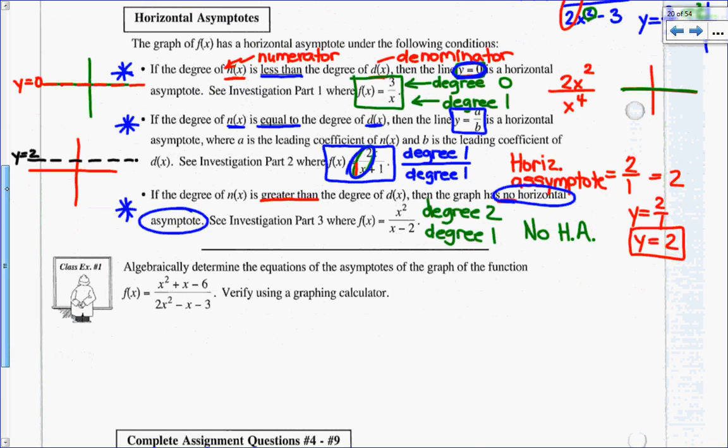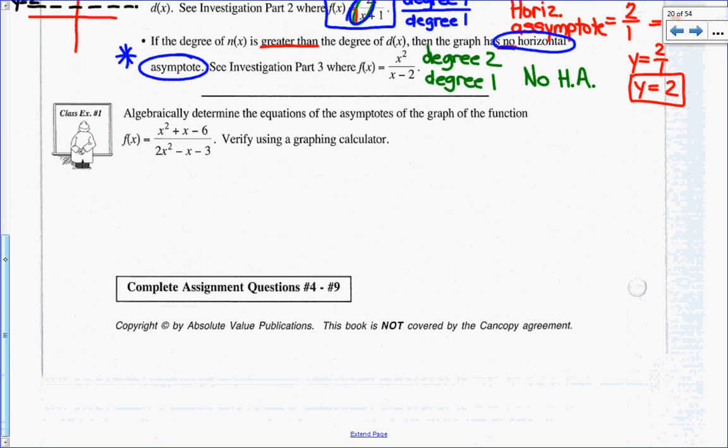All right, so let's do an example then. At the bottom of the page, we have a rational function. So we have a polynomial in the numerator and a polynomial in the denominator. And the question asks us to algebraically determine the equations of the asymptotes. Okay, so first we're going to have to decide if there are both vertical and horizontal asymptotes and what the equations of those asymptotes would be.